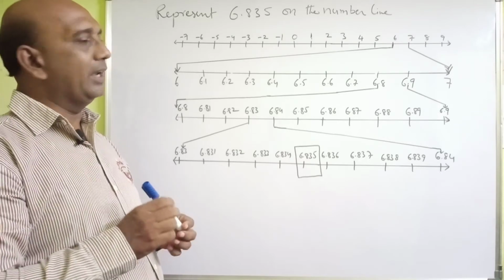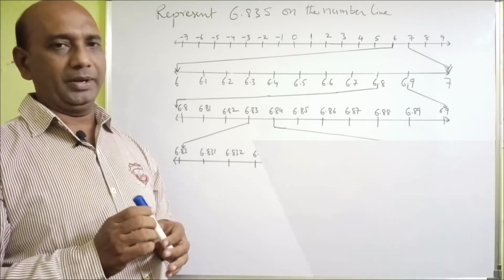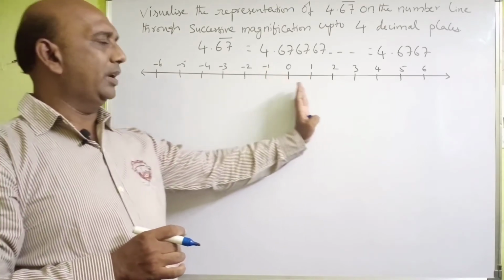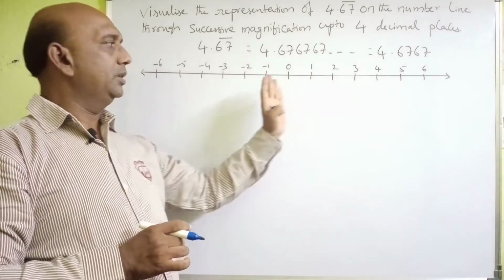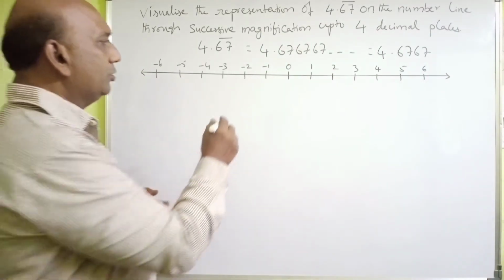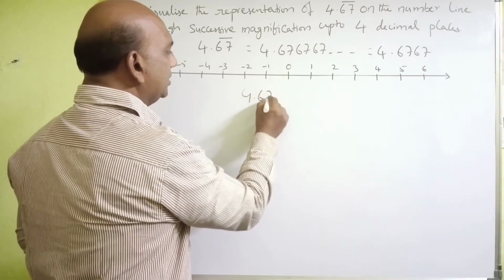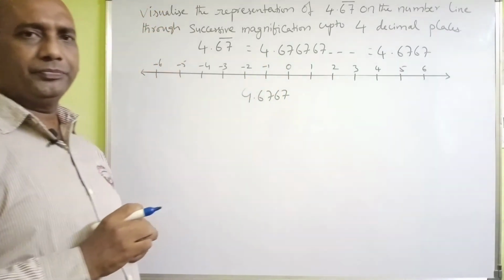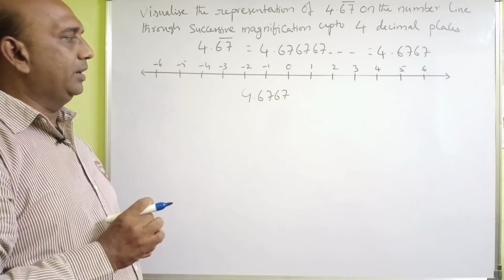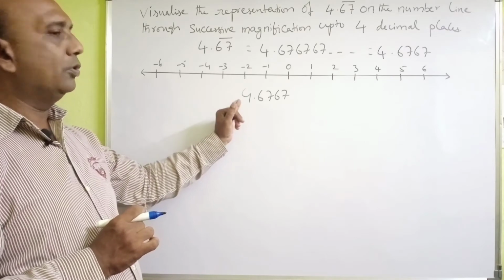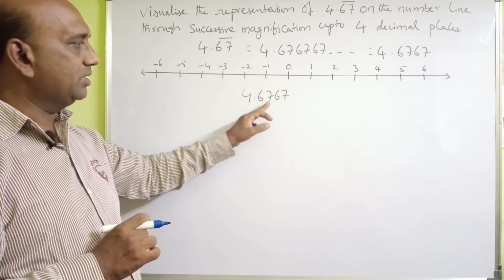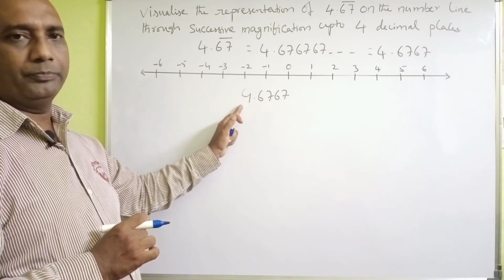So let us take another example and draw the number line. This is the number line with integers. This is 0. On the right side, positive integers, and on the left side, negative integers are there. So to represent 4.6767 on the number line, first of all, we have to take the rational numbers between 4 and 5, because 4.6767 starts with 4.